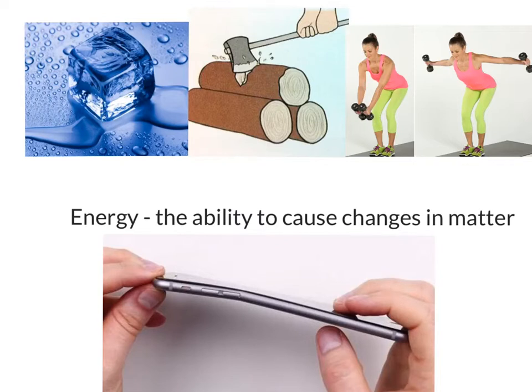Energy is defined as the ability to cause changes in matter. So anytime matter is undergoing some kind of change, you know that energy has to be involved. If you look at the pictures, on the top left you've got an ice cube that's melting. That involves heat energy. You've got some wood being chopped, right? That involves the energy that you yourself put into your axe. And this woman is moving those weights also with energy from her body.